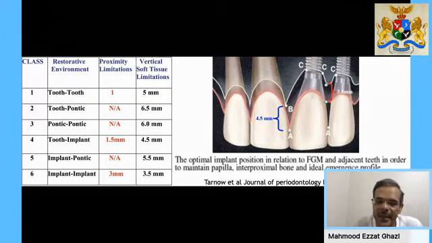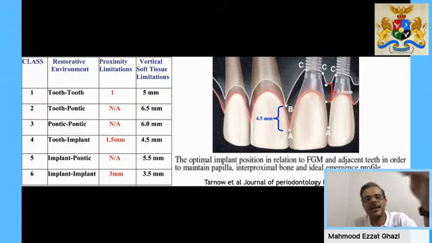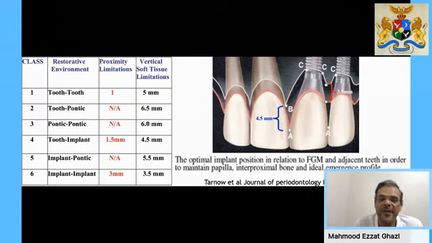So what is my limit if I have a tooth-to-tooth relation? It's 5 millimeters. That's my limit. What if I have a tooth-to-pontic relation? Then the limit is much less. I can regenerate up to 6.5 millimeters. So that's great. What if I have a pontic-to-pontic relation? It's 6 millimeters. What if it's a tooth-to-implant? It's less. It's 4.5. What if it's an implant-to-pontic? 5.5. What if it's an implant to implant? That's the least probability that I might be able to regenerate this once more, and that's 3.5 millimeters.